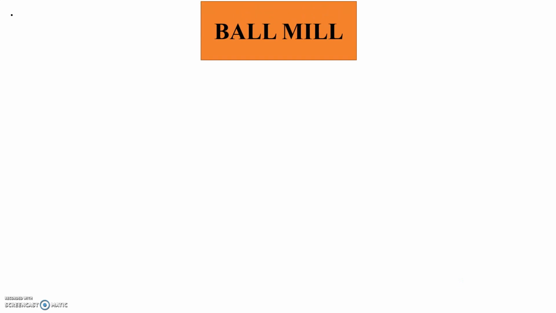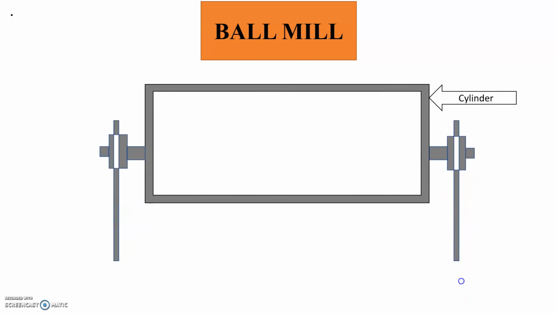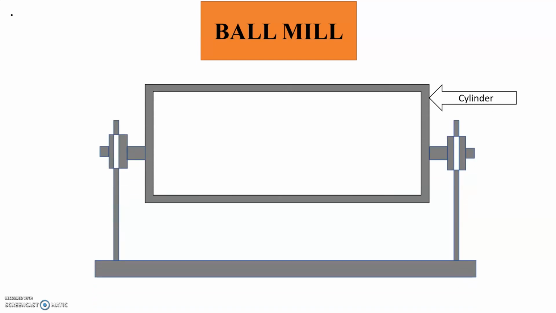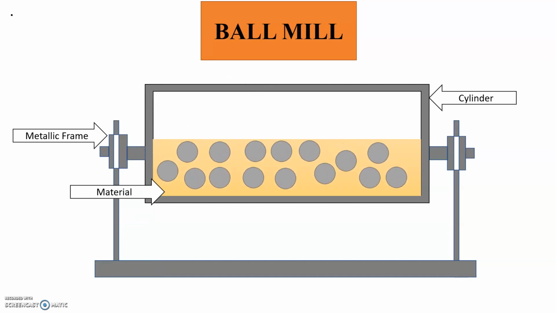Now let us see the diagram of ball mill. As we have seen in construction, it consists of a hollow cylinder which is mounted on a metallic frame so that it can rotate on its longitudinal axis. In the cylinder, the material whose size reduction is to be done is placed, and the balls are placed in the cylinder of ball mill.